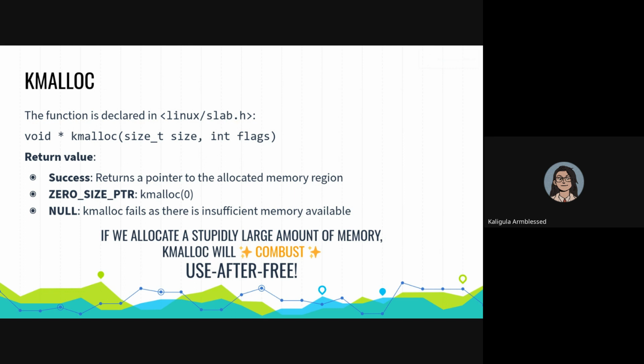So one is if you try to kmalloc 0, it'll give you a 0 size pointer, which is not very fun. And it can also return null. Null happens when kmalloc fails because there's insufficient memory available to be allocated. So if we allocate a stupidly large amount of memory, kmalloc will just combust and fail and return null. And this will give us our use after free. So this is the bug in this challenge.